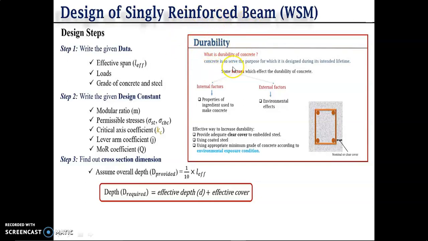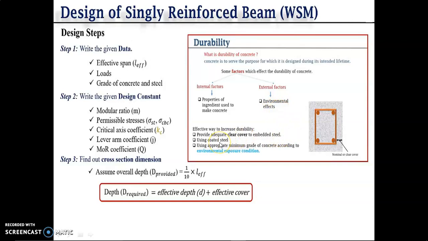What do you mean by durability? Durability is the ability of concrete to serve the purpose for which it is designed during its intended lifetime. Some factors which affect the durability of concrete are internal factors and some external factors. Internal factors are the properties of the ingredients used to make concrete, and the external factor is the environmental effects.